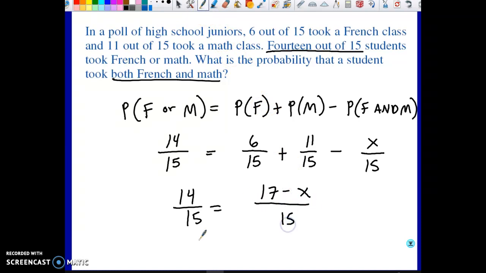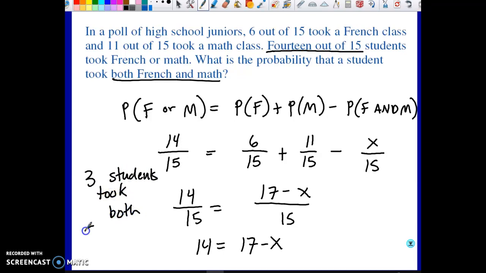If I multiply both sides by 15, I know 14 is 17 minus something. And you didn't have to do all this algebra. You could see pretty clear right away that the x has to be 3. So 3 students took both French and math.